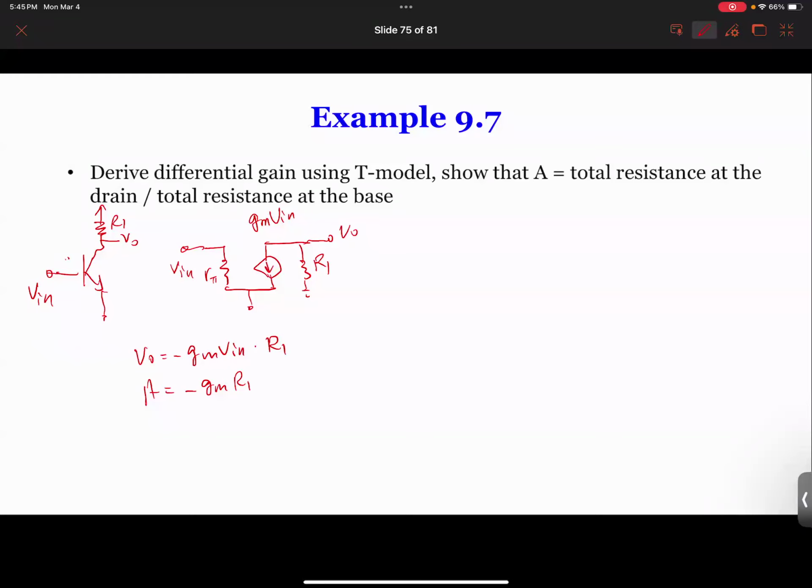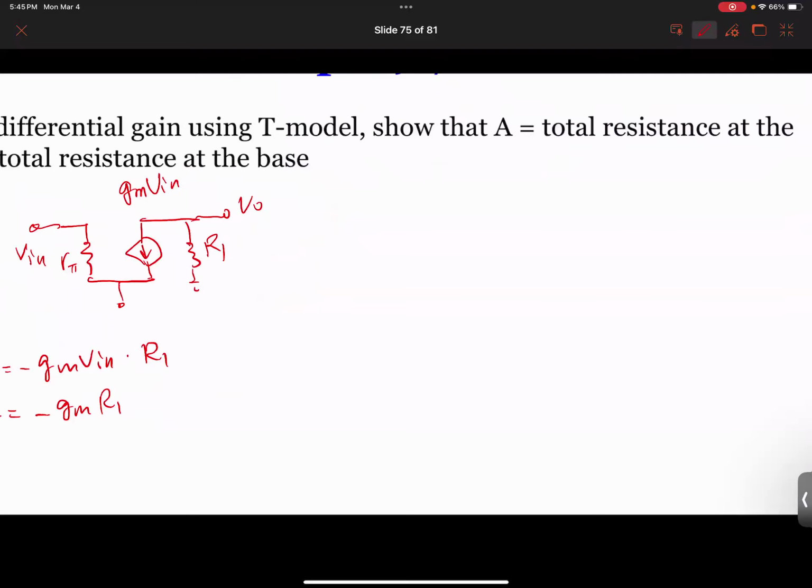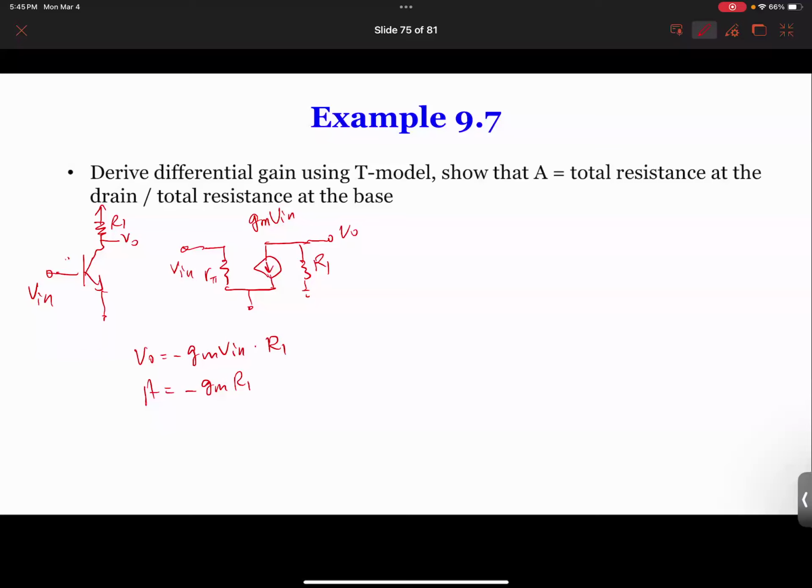What happens if I cannot neglect VA, and I have the resistance that I have to consider? In this case, you would simply add RO over here, and your gain will become minus gm times R1 in parallel with RO, right? So that's very simple. You got it.